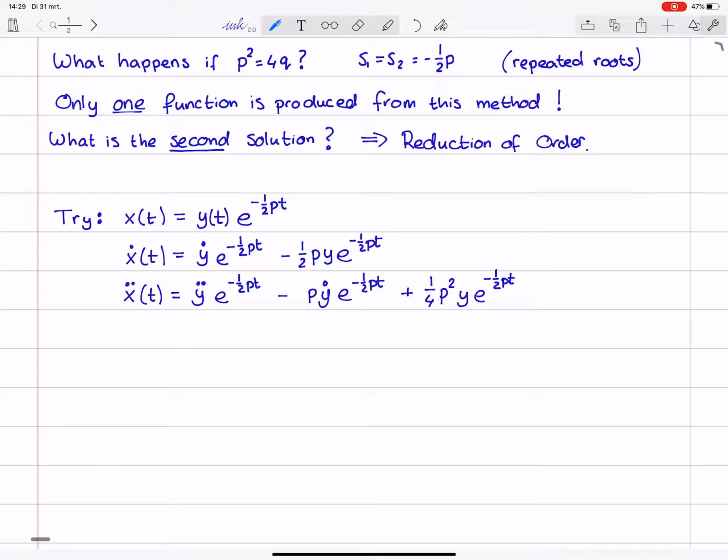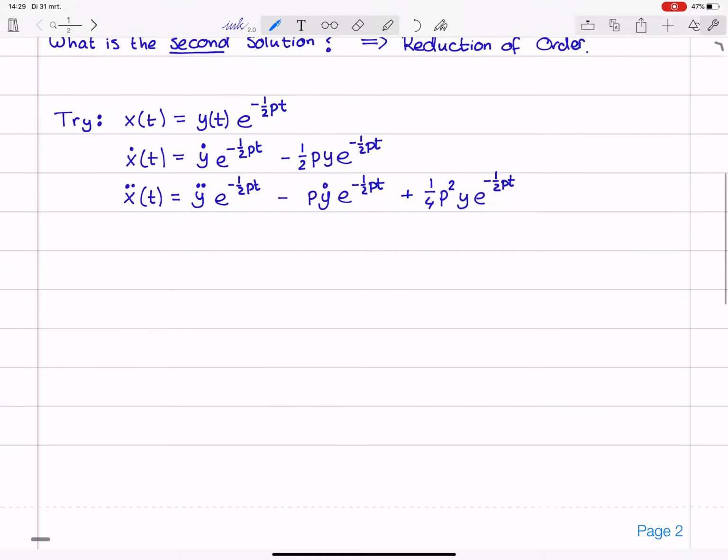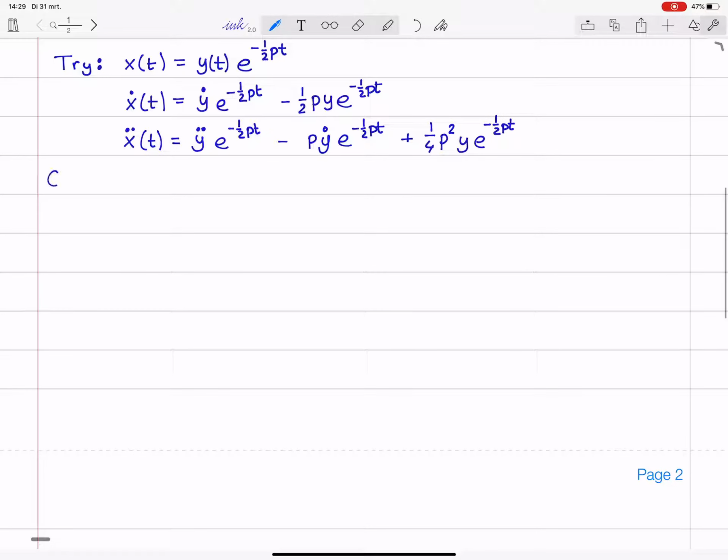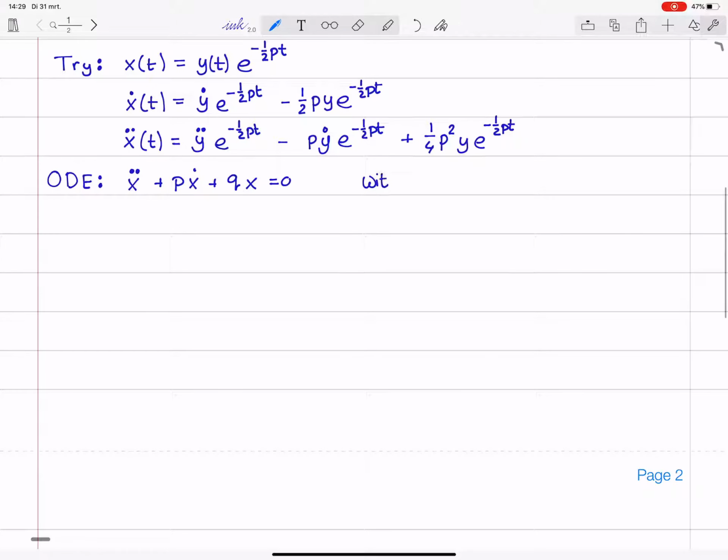Let's substitute that into the differential equation. Maybe I should rewrite the ODE here for convenience. So we have x double dot plus p times x dot plus q times x is equal to 0. And we are considering the situation in which p squared is equal to 4q, right? So that's the condition that we have here, this special case.